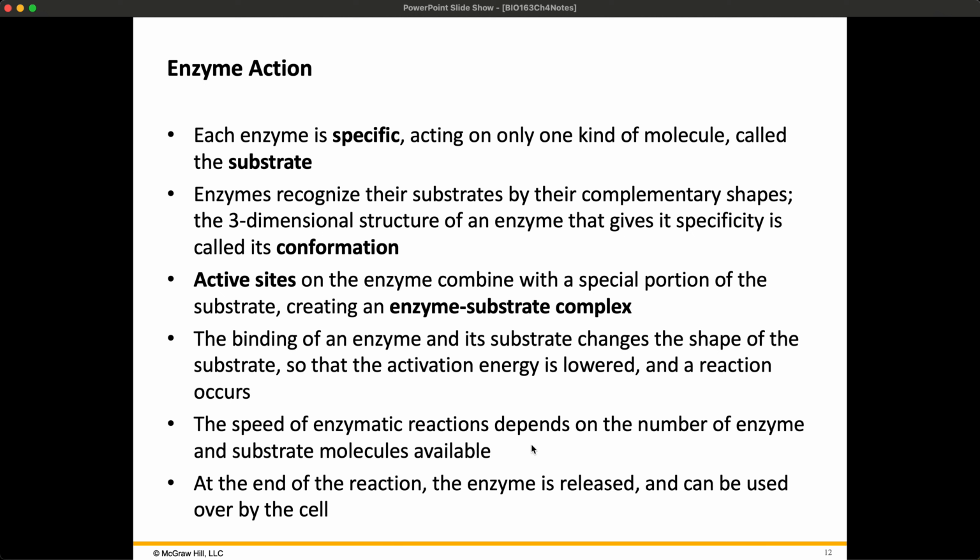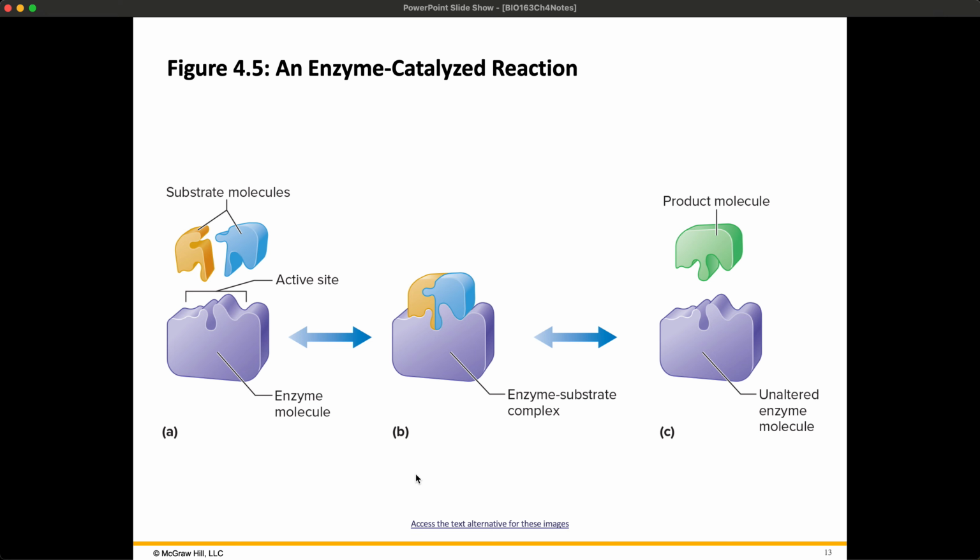The speed of enzymatic reactions depends on the number of enzyme and substrate molecules available. So like I was saying, your body can either have a limited number of actual molecules to be able to change, or it could be that your body doesn't have enough enzymes working at that time. At the end of the reaction, the enzyme is released and can be used over by the cell. There's that recycling component. So here's what it looks like in a picture, if you like that.